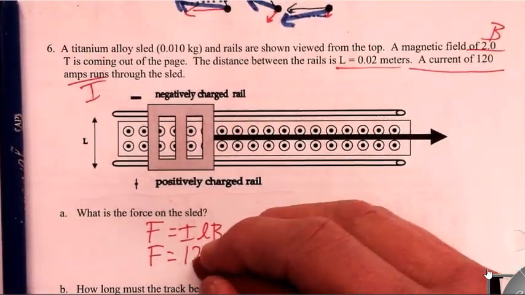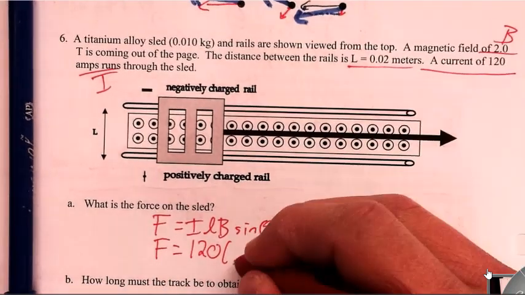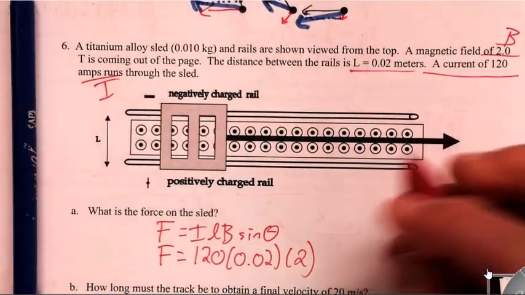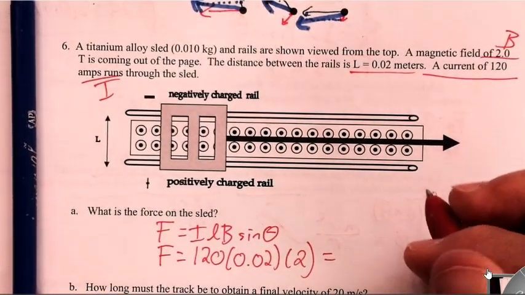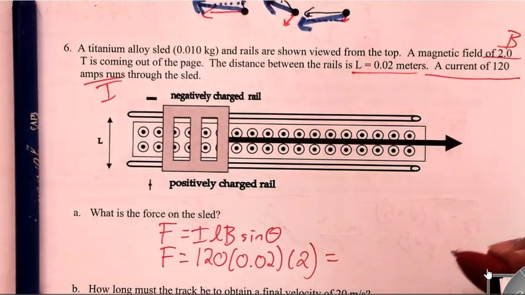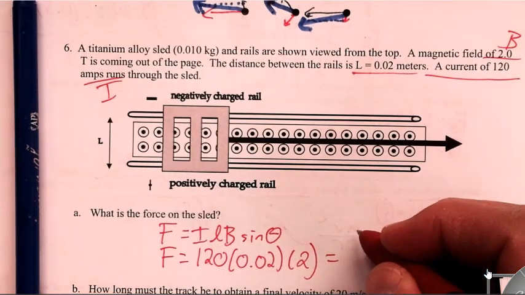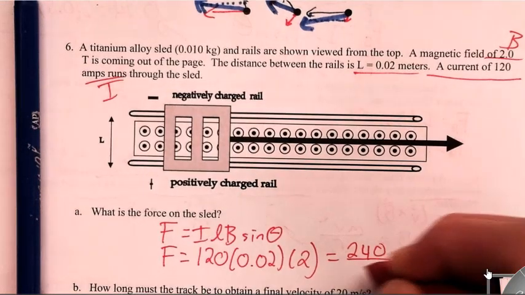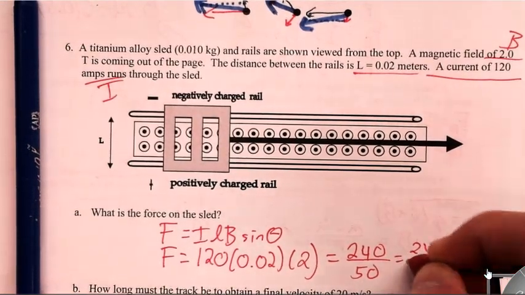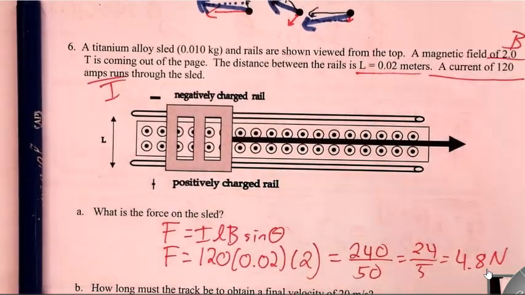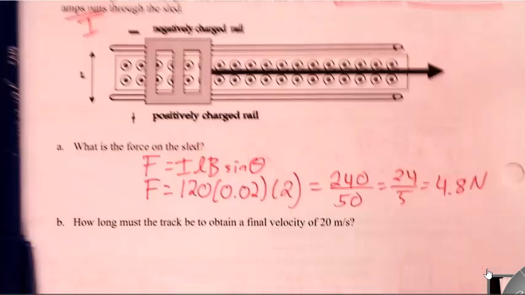So 120 amps, oh my goodness. The length is 0.02 meters, and the magnetic field is 2 Tesla. I could probably do this in my head if I were not tired and hungry. 240 divided by 50. Whatever 240 divided by 50 is. 24 over 5. 4.8 newtons is the force. That makes sense.